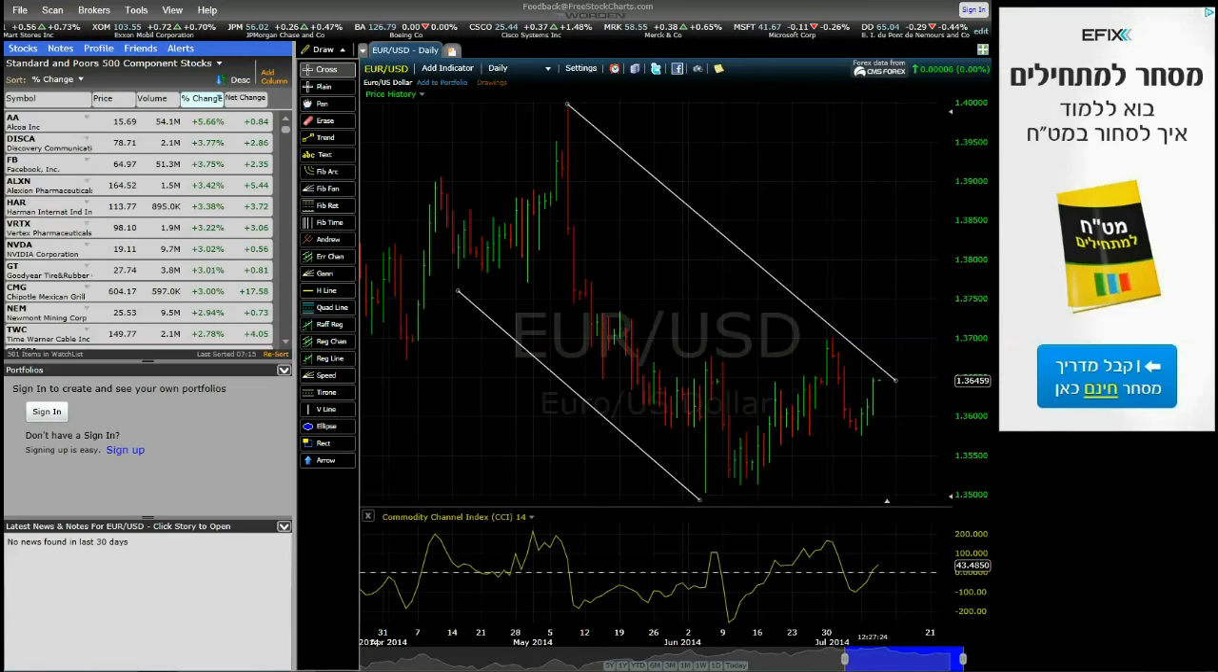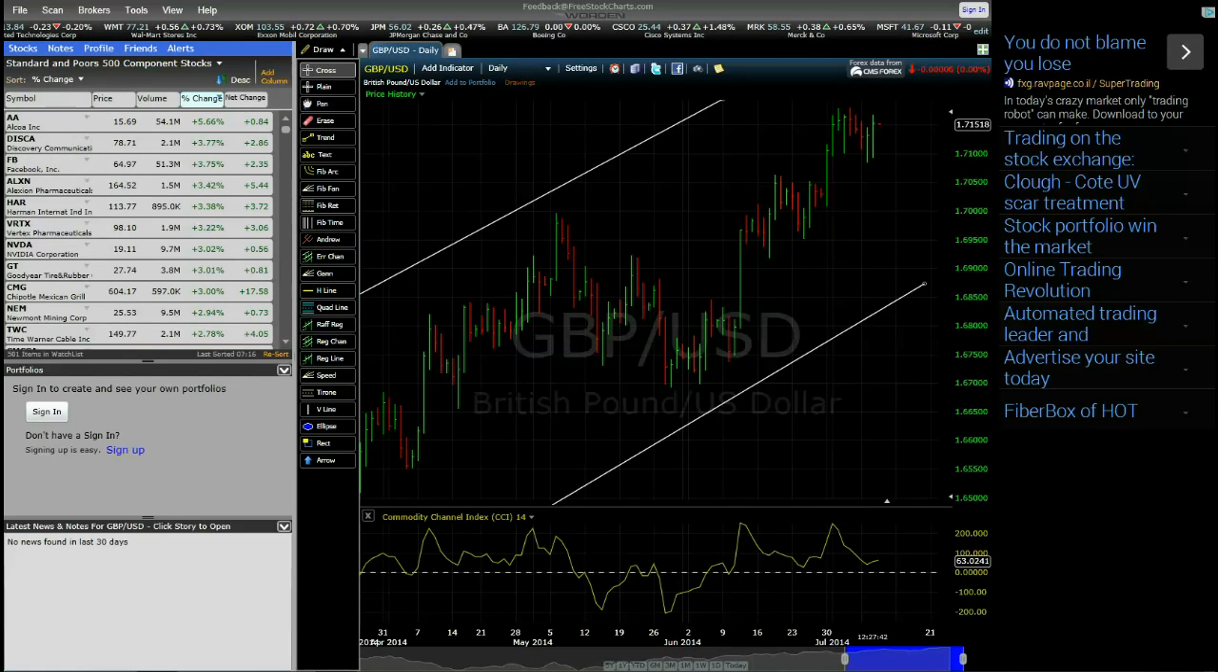Looking at a little bit of forex now, the euro dollar has recovered a little bit. We are still bouncing well below a medium-term trend line, as well as the 200-day moving average, and below a key resistance at 1.3650.